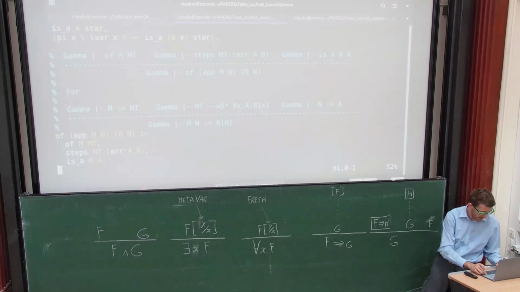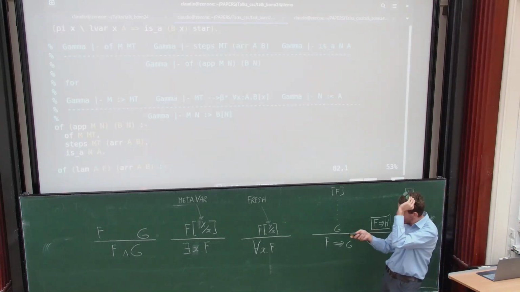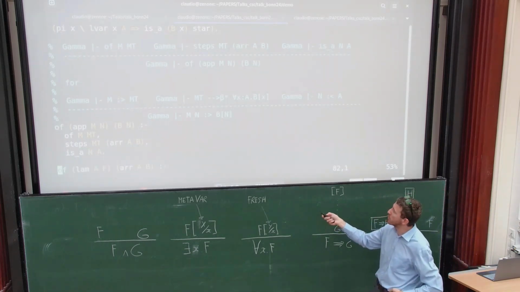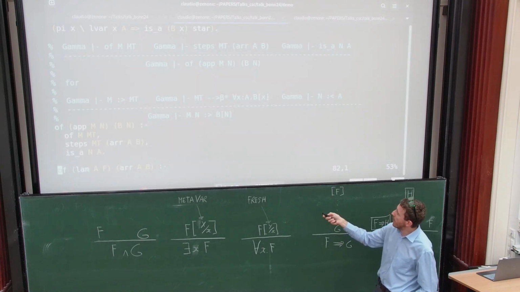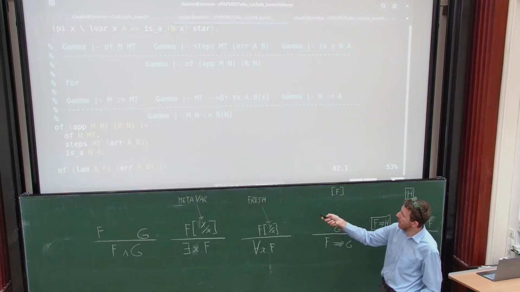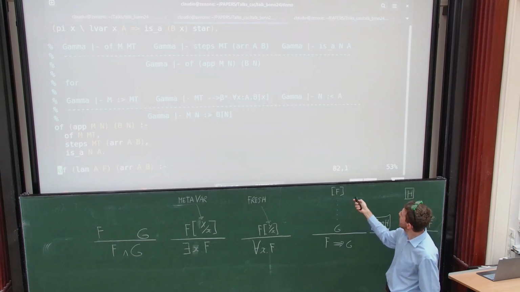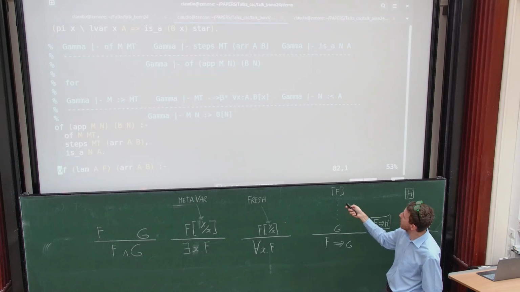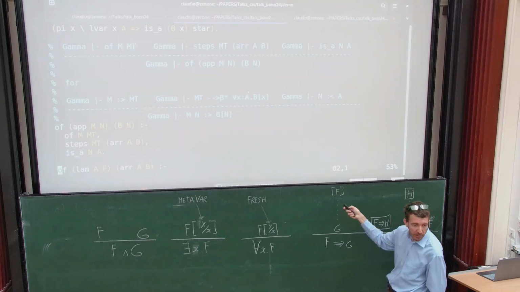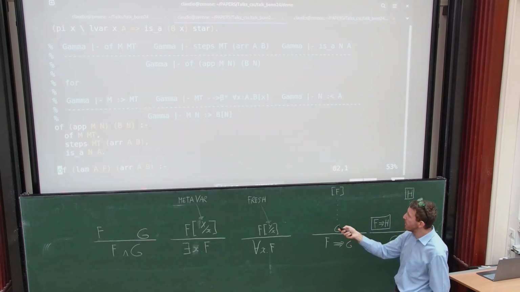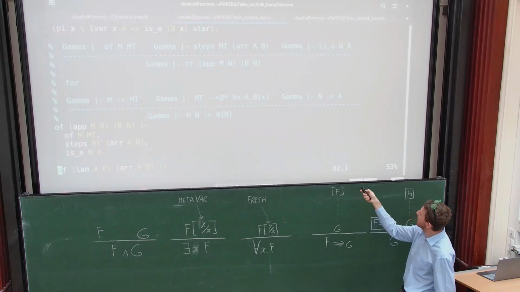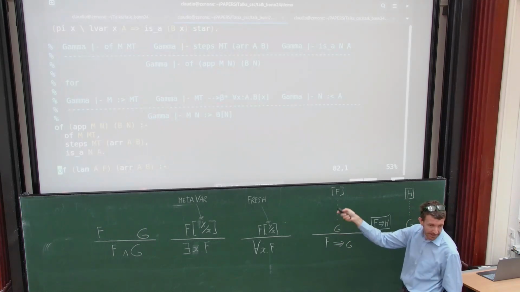Yeah, let's do this one first. So let's take application. The informal rule is usually this one. I take m applied to n, I infer the type of m, I reduce it to a pi type, I check that the argument is type A, and I conclude B where I replace n in place of x. Okay? So what happens in lambda Prolog is the thing written above, or written here, is the same thing.